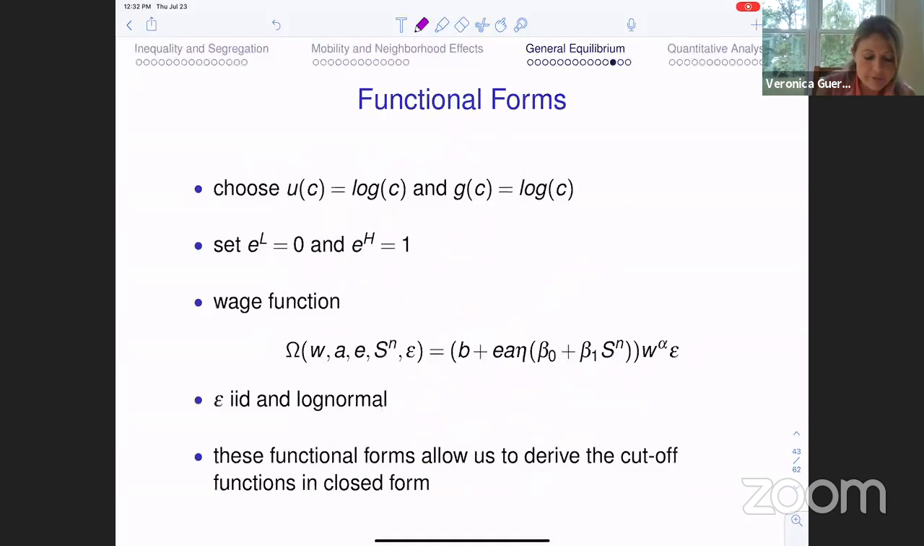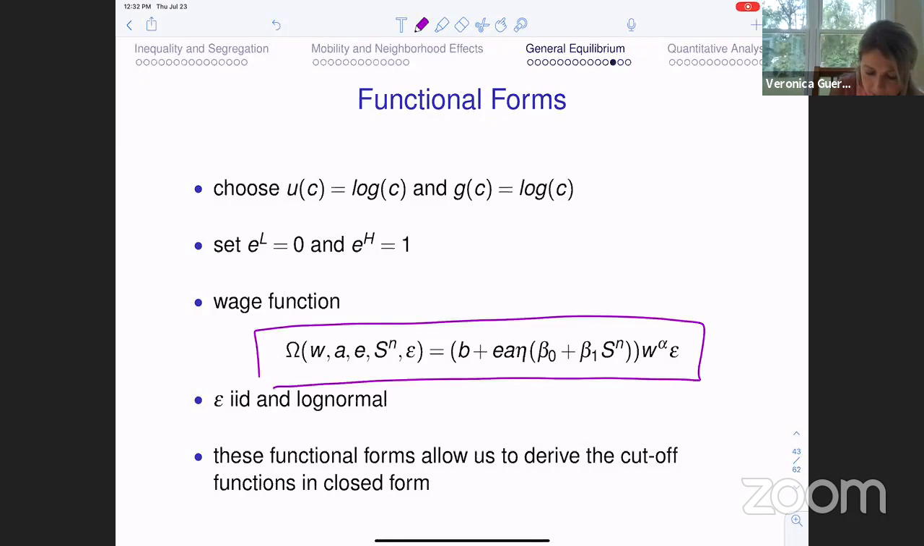All right, so functional forms, we are going to assume log utility. We are going to assume a specific wage function. Okay? And the important thing is that this wage function satisfies the assumption that we made, meaning that the spillover is complementary to ability and education. Okay, and that if there is a zero spillover, then we are going to have some basic level of income that still depends on your ability and on your education. Okay.